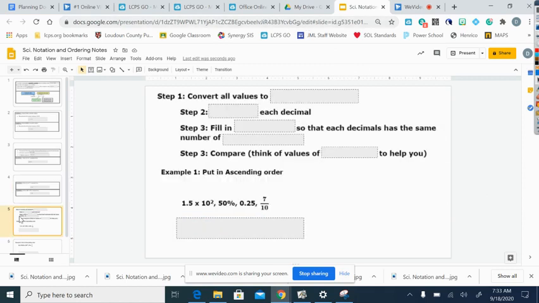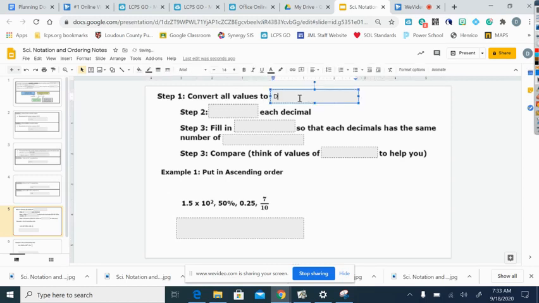Let's go to the next slide and we'll talk about our next topic. So for the next topic, we're going to be putting numbers in order from least to greatest, greatest to least. So first thing we need to do is convert all values to decimals. Once we have them all in decimals, what we need to do is line up each decimal. And we are going to fill in the empty spaces so that each decimal has the same number of zeros.